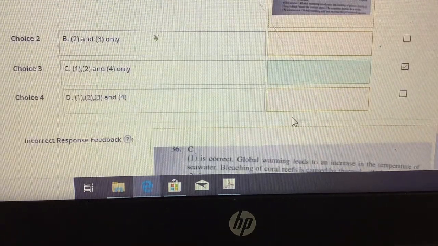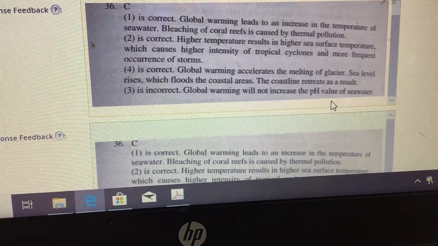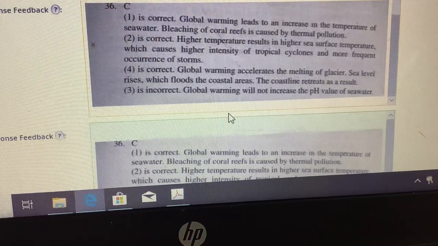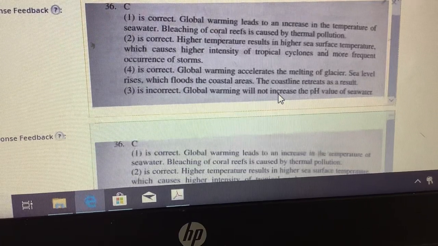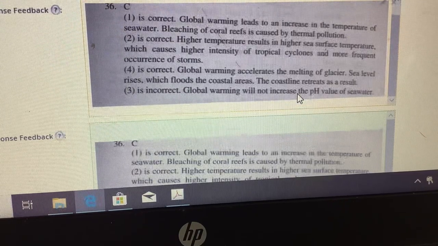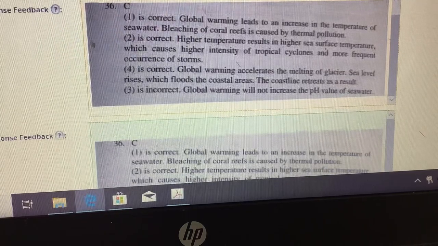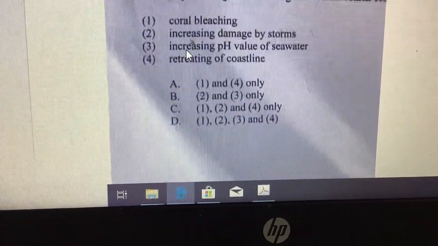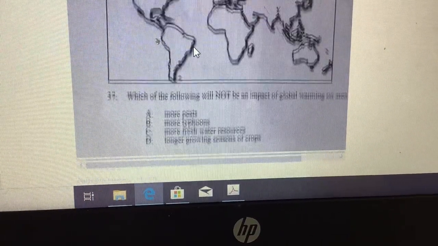Let's check out here. Number 3 is not correct. Oh, pH up. I thought this is decreasing. Okay, I overlooked this. If it's increasing, which is talking about the seawater becoming alkaline, this is not right. The seawater is becoming more acidic nowadays. So number 3 is wrong. I mistook this one as increasing. Okay, decreasing.